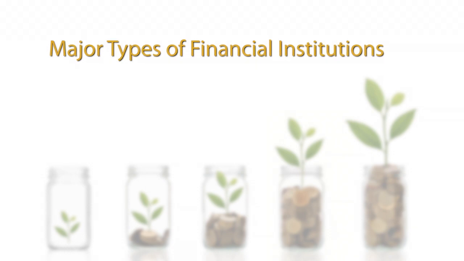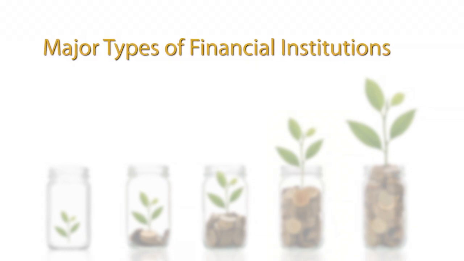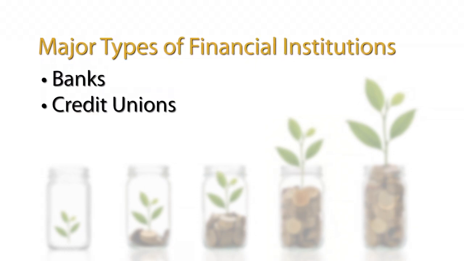There are 2 major types of financial institutions: banks and credit unions. Banks make loans, cash checks, take deposits, and offer other financial services. People who have something in common with others use credit unions. Credit unions take deposits, make loans, and offer other financial services.